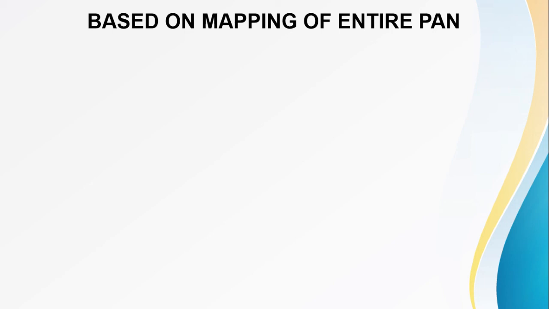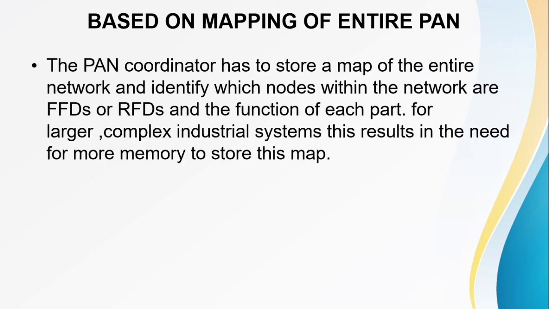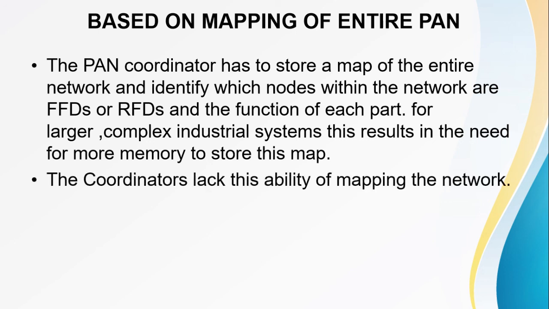Seventh, based on mapping of the entire PAN. The PAN coordinator stores a map of the entire network and identifies which nodes within the network are FFDs or RFDs, and the function of each, for larger and complex industrial systems. This results in the need for more memory to store this map. The coordinators lack this ability of mapping the network.